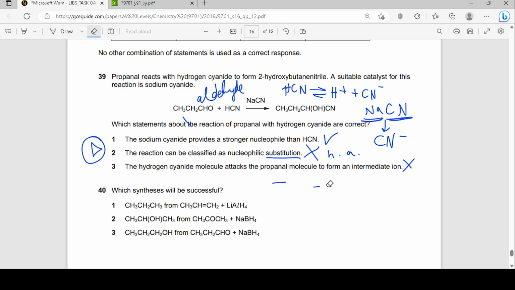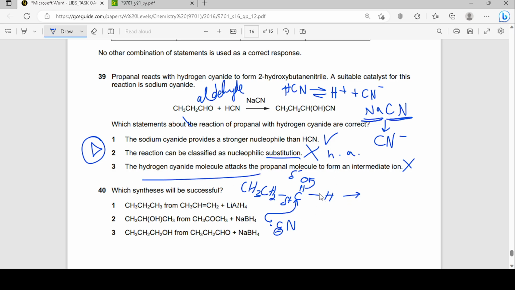Let me erase this. CH3, CH2, CO, CHO, and then this is partially negative, and this is partially positive. What's going to happen is you have the CN minus molecule here, and this is going to travel here, and then that's going to go there. They said the hydrogen cyanide molecule attacks the propanal molecules.